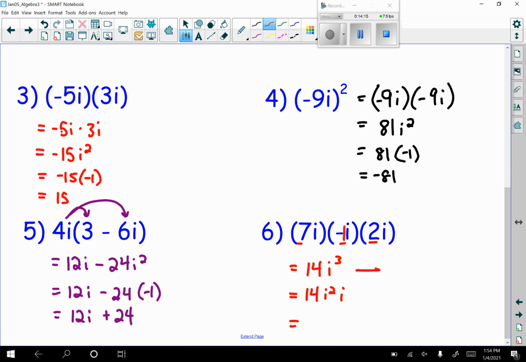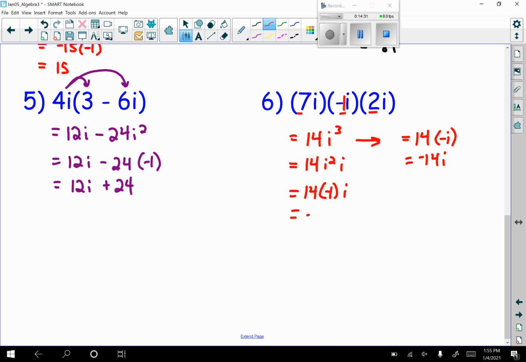So looking at this step, this could become 14 times the -i, which is just -14i. Or looking at this here, this becomes 14 times -1 times i, which is -14i. So you could leave it this way and proceed over here, or you could factor this into i squared times i. Either way, we get -14i.